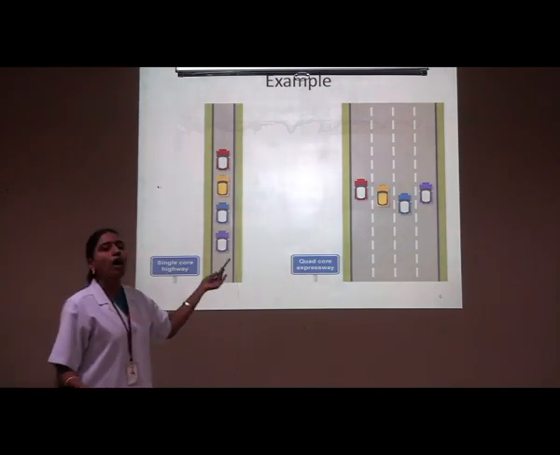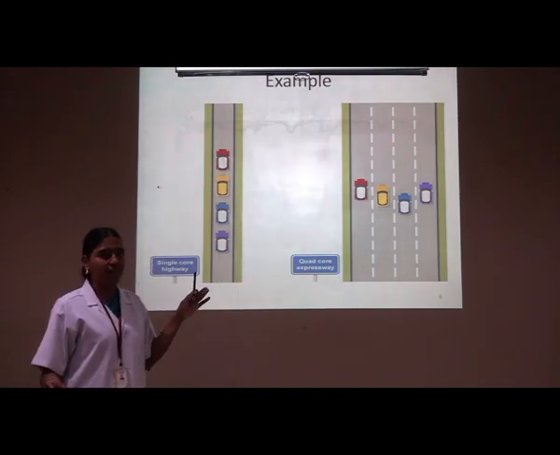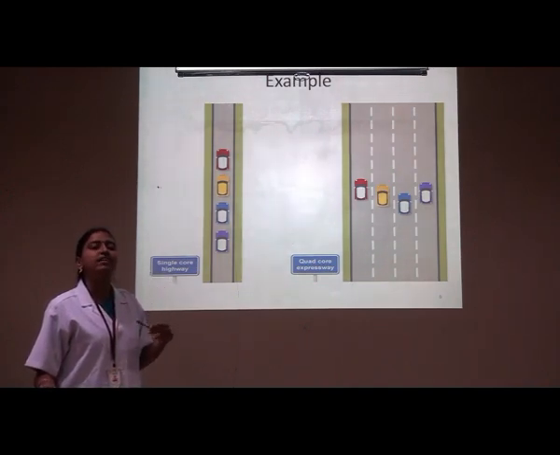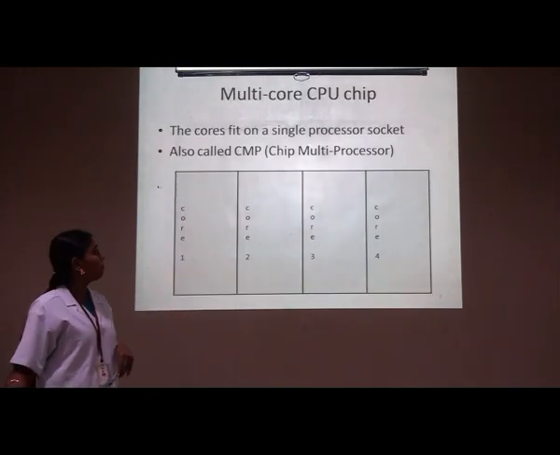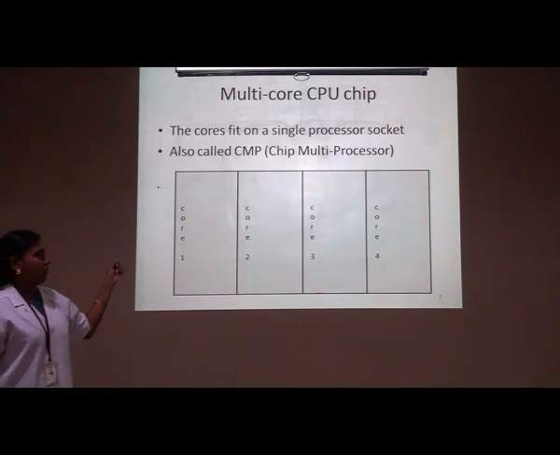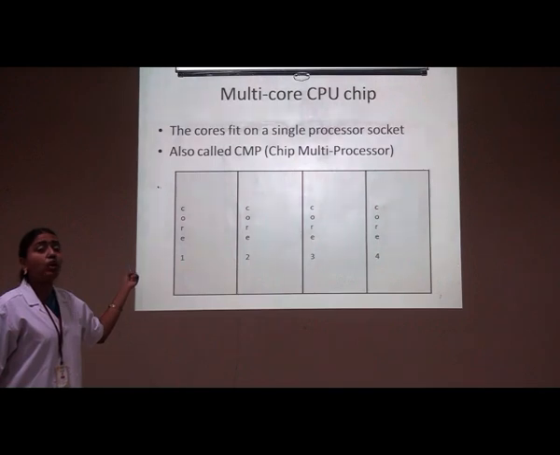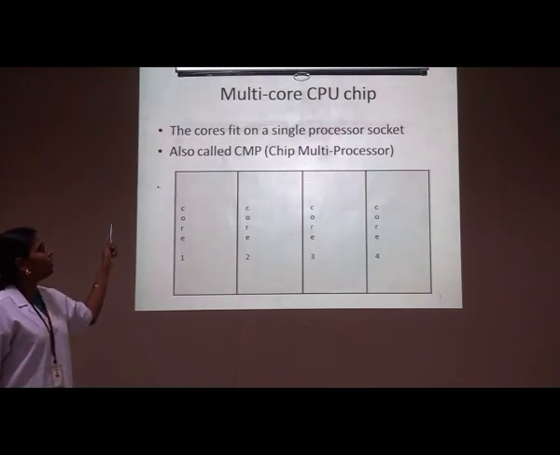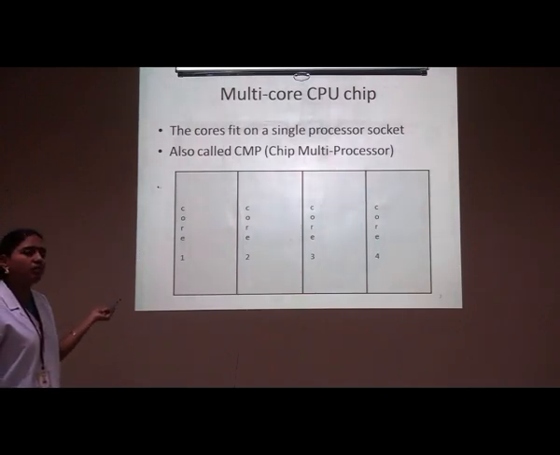When compared to the quad-core expressway, we can send the vehicles in parallel. Likewise, using our multi-core processor, we can execute the programs in parallel in order to achieve speed, so that execution time is reduced. This is the main thing: all the cores are embedded in a single socket. So we call this a single processor socket, otherwise called a chip multiprocessor, CMP.